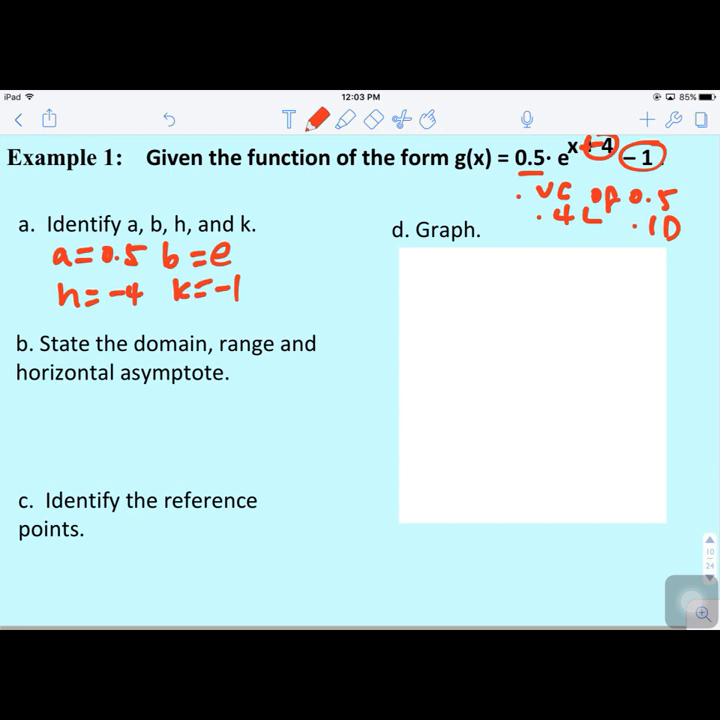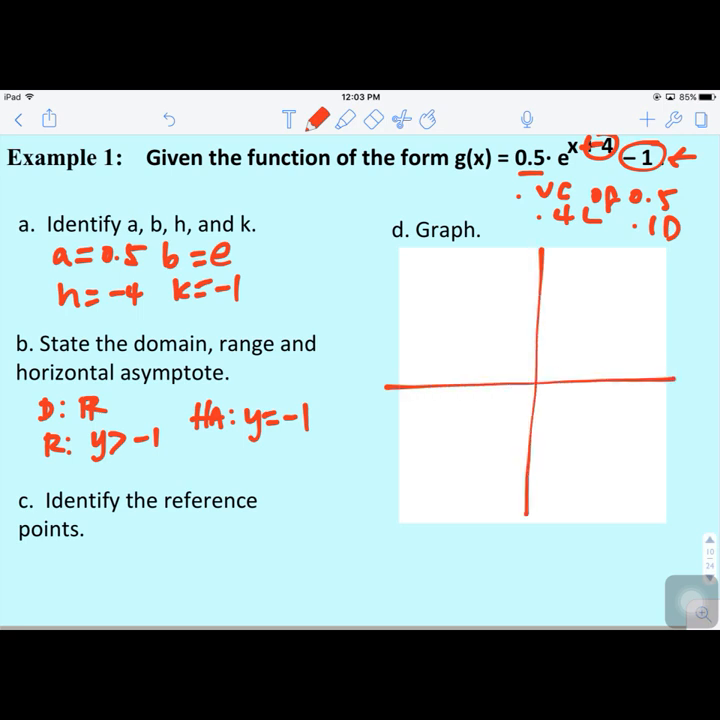Next, we have step B, stating the domain, the range, and the horizontal asymptote. So the domain in this case is all reals. Range is going to be y greater than the horizontal asymptote, which is -1. And we have a horizontal asymptote at y equals -1. In fact, we are going to draw the horizontal asymptote, which is right there.